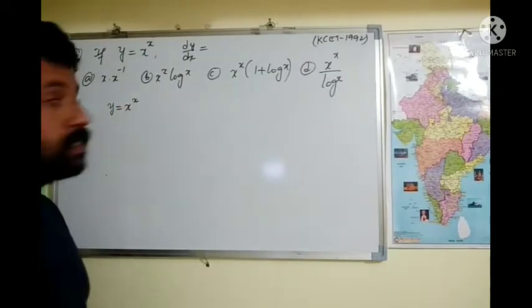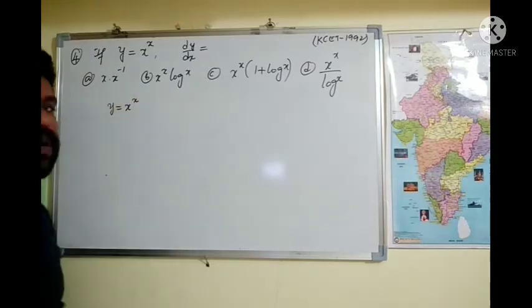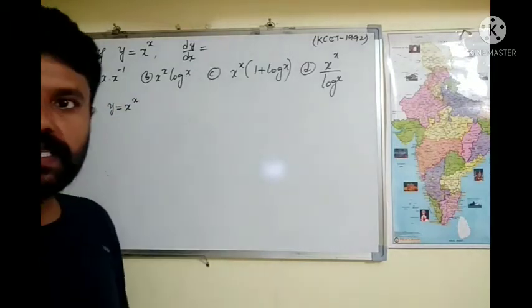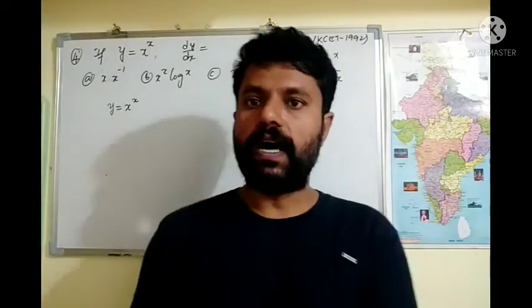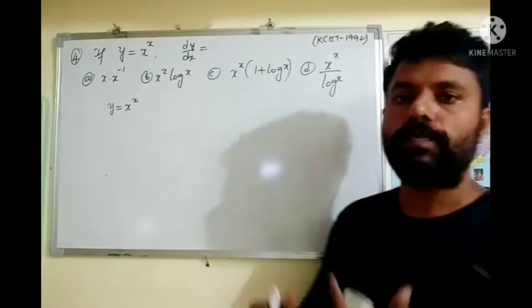See, here we have y is equal to x to the power x. Then find dy by dx. Here we have 4 options. We already discussed this result in the theory class. That is x to the power x into 1 plus log x.